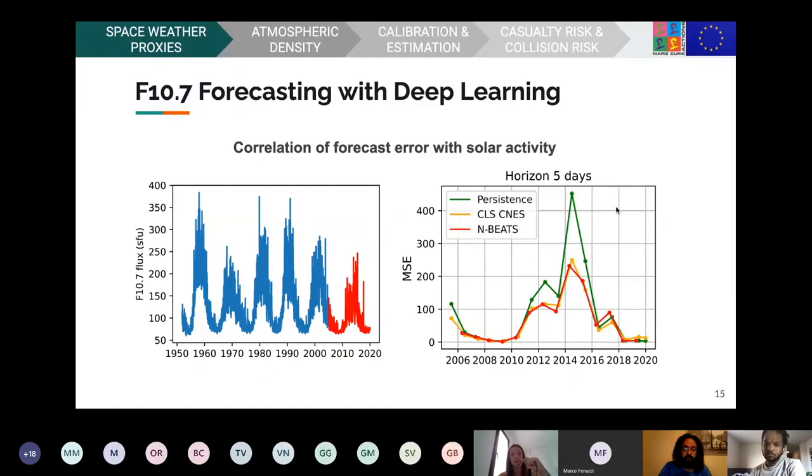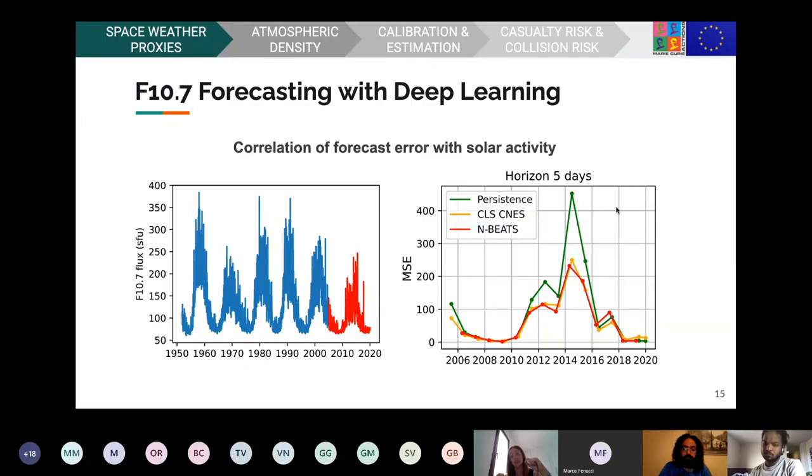And this improvement between the two test sets can be attributed to better performance by NBeats during high levels of solar activity, which can be seen in this figure, where we break down the error over time. As expected, the forecasting error is highly correlated with the level of solar activity, but we can also see that NBeats tends to outperform CLS for periods of increased solar activity.